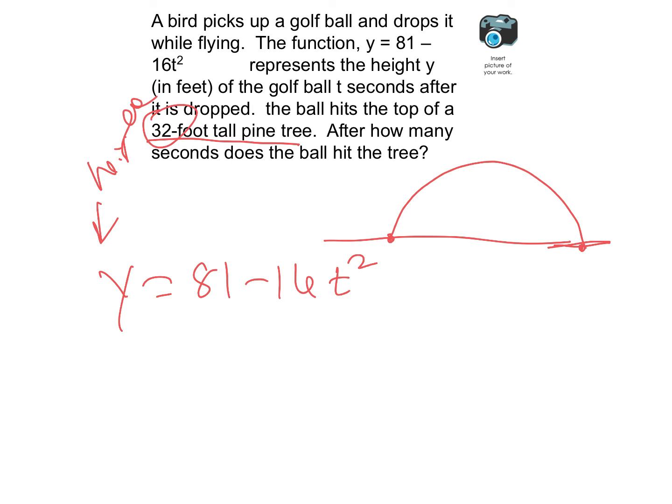Okay, so we're given a height. So 32 equals 81 minus 16t squared. We need to solve for t. Because we have to solve, we have to subtract, set it equal to 0. That's 32.